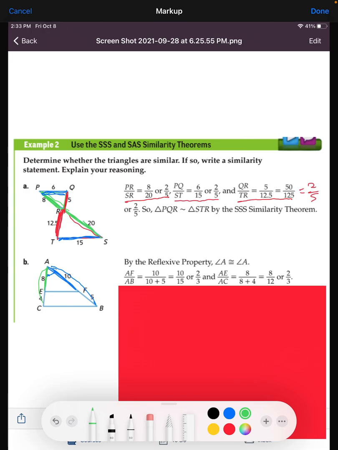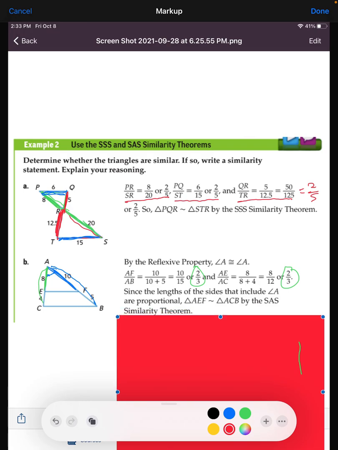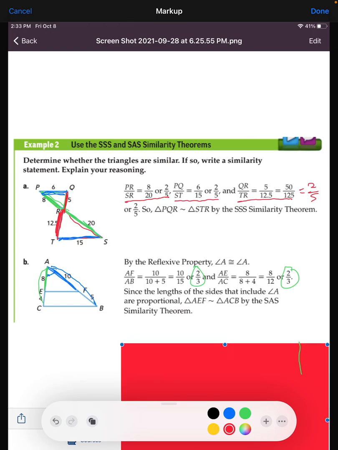And when we calculate that out, we get AF over AB is 10 over 10 plus the 5 here equals 10 over 15, so that's going to give us 2/3. And AE over AC also reduces to 2/3. So we can say then, since the lengths of the sides that include angle A are proportional, AEF and ACB, and we want to make sure we write it in the right order, are going to be similar by our side angle side similarity theorem.